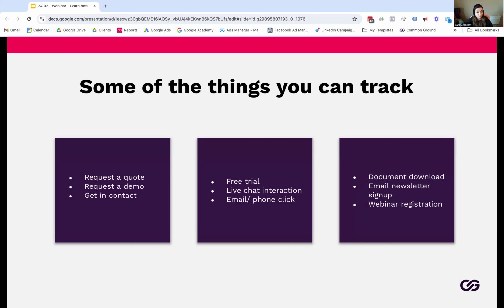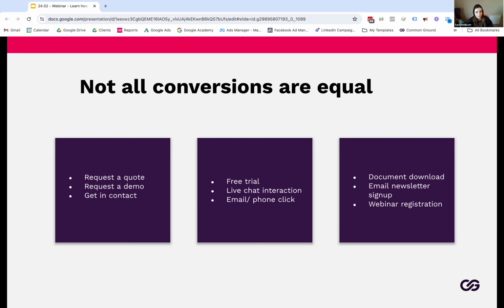So here are some of the things that you can track, and this is just a snippet. There are so many more things you can do, but you go from getting in contact, request a quote, a free trial, a live chat interaction, document download, newsletter sign up, webinar registration. So you've got all these things that you can track within your Google Ads platform. However, as we've talked about, not all conversions are equal. How I like to group them is high intent to acquire a service versus low intent to acquire the service. So I want to be telling Google more about people who want to request a demo over a document download.